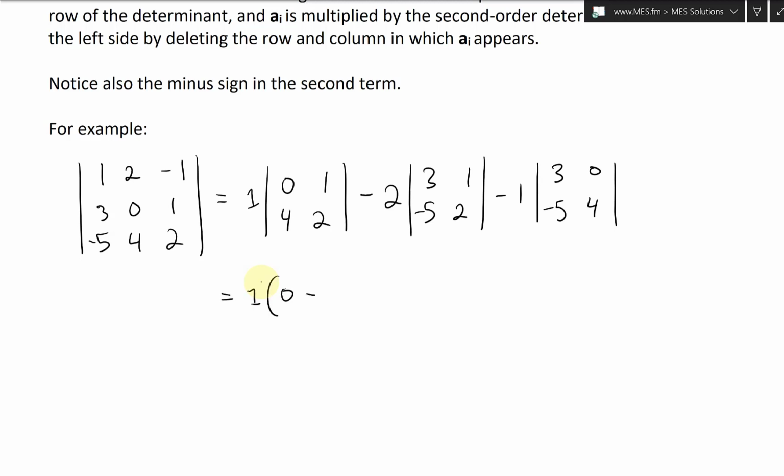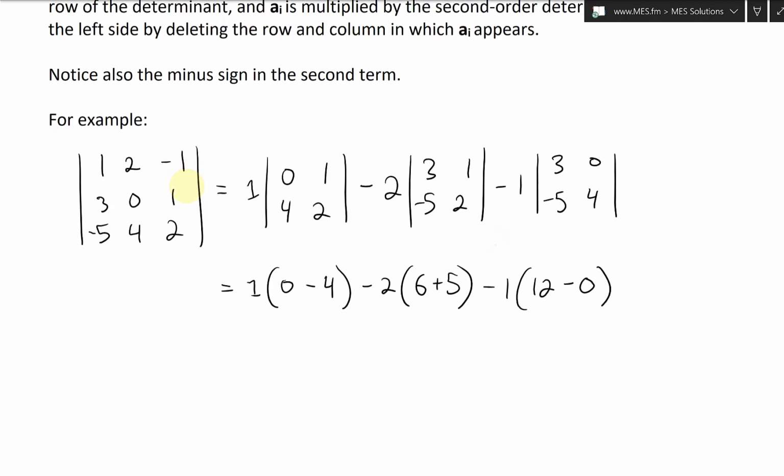And now we take the determinant of each one, so 1 times, well, 0 times 2 is 0, minus 1 times 4 is 4. And then the next one is, well, negative 2, and then times it by 3 times 2 is 6, minus 1 times negative 5 is going to be, 1 times negative 5 is negative 5, but then we're minusing that, so it's going to be plus 5, like that. So plus 5. And then the next one is going to be plus, we'll just put a minus 1 there, because that's just minus 1 over there. And this becomes 3 times 4 is 12, minus 0 times 5 is 0.